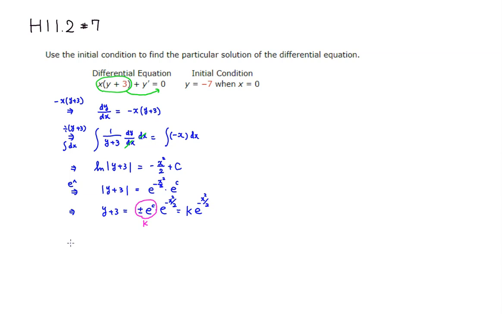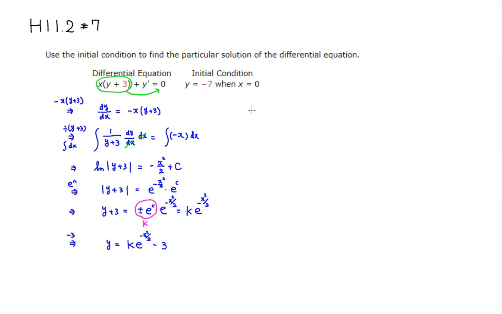Then the last step is to subtract 3 so that I can remove that 3 on the left. So y is equal to some constant k times e to the negative x squared over 2 minus 3. Then we can use the initial value condition to find this capital K.